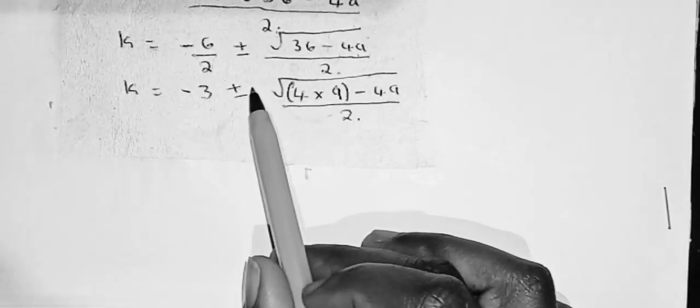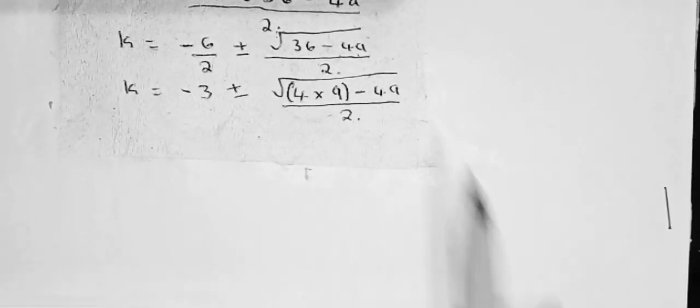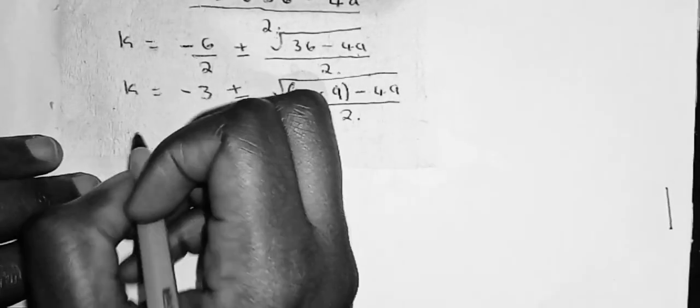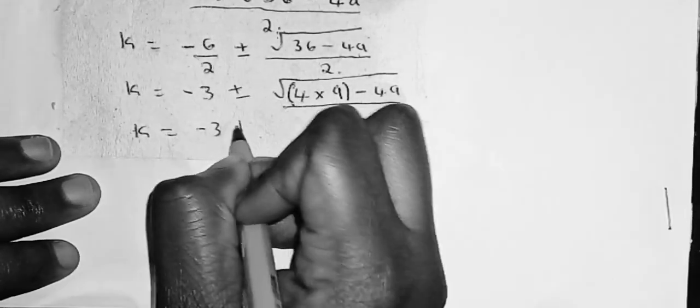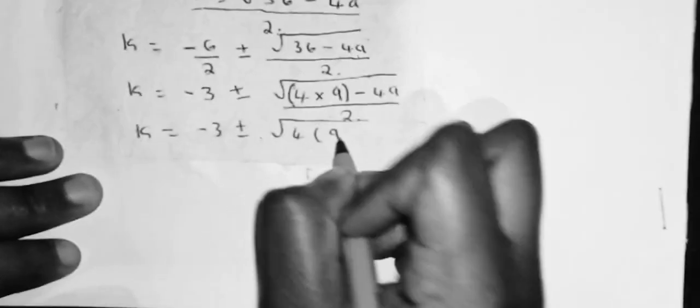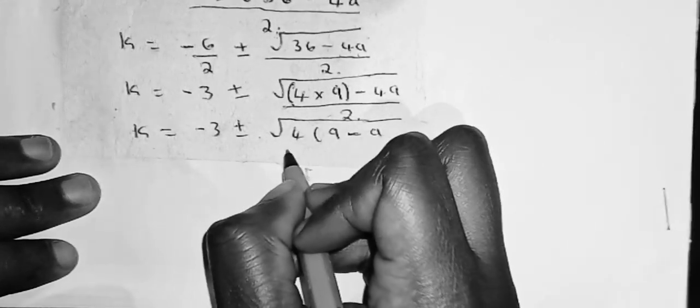So in order for us to do everything, I'm going to remove this 4, because if you say 4 times 9 you get 36, and then 4 times a you get 4a. So I'm going to say k is equal to negative 3 plus or minus the square root of 4 times 9 minus a, all over the 2. And then what's next? The square root of 4 is 2.